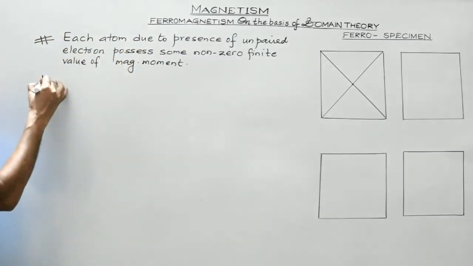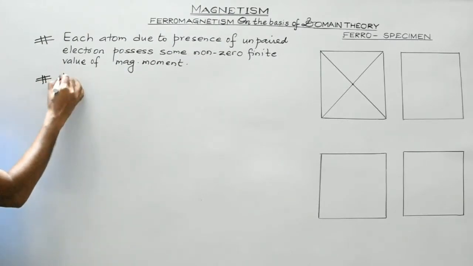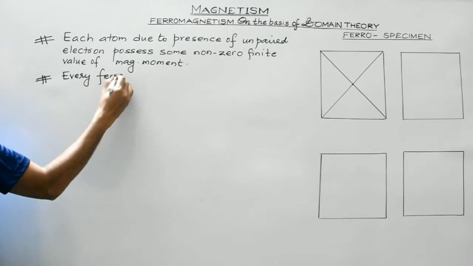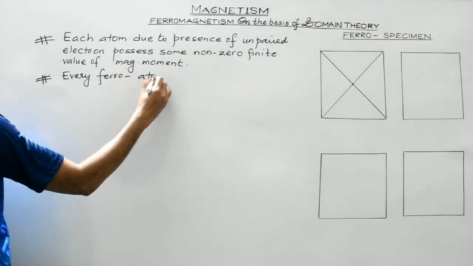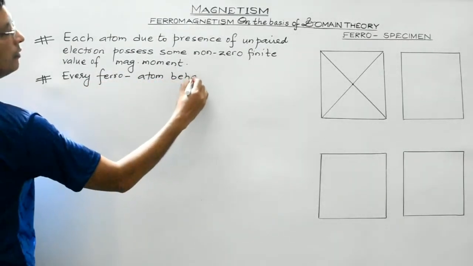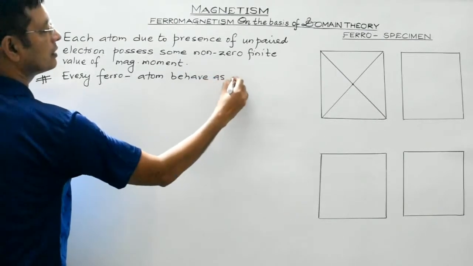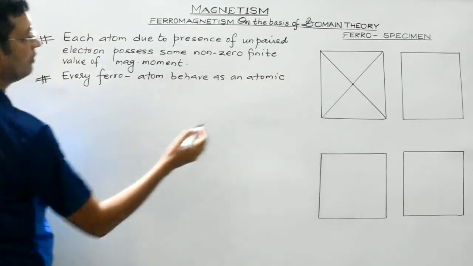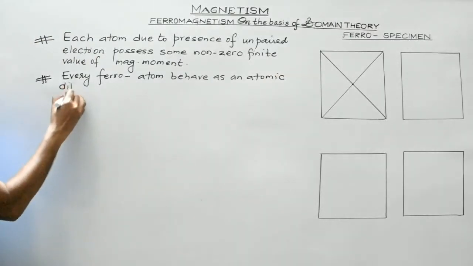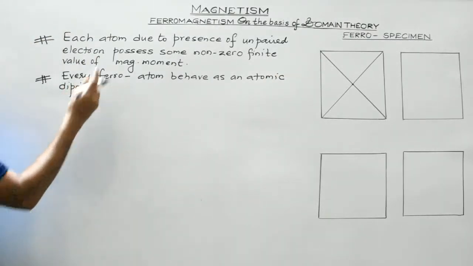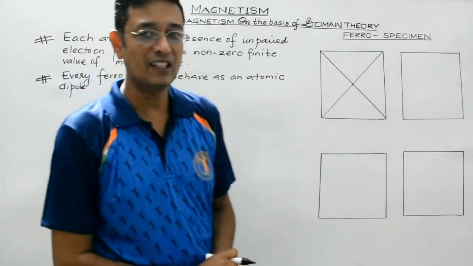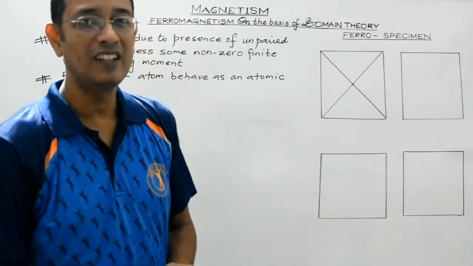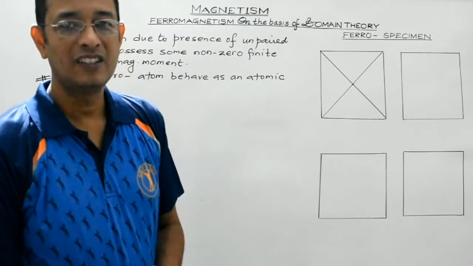So therefore, students, every ferromagnetic atom behaves as an atomic dipole. It behaves as an atomic dipole. So this is exactly the same point as we have discussed in paramagnetism. So where lies the difference between para and ferro?